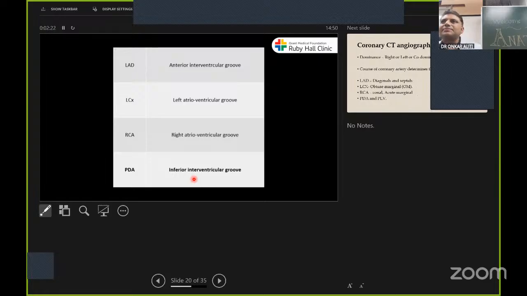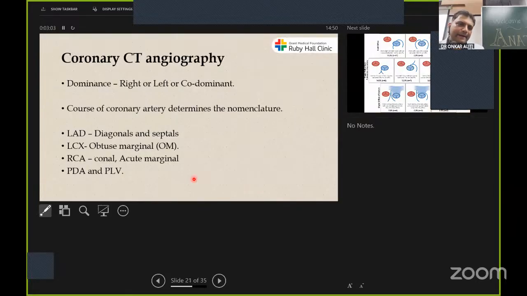So sometimes it comes from the right side, the RCA, or sometimes it comes from the circumflex side. So when it comes from the right side, we call it a right dominant circulation. When it comes from the left side, we call this a left dominant circulation. So more than 70% of people have a right dominant circulation. Around 18-20% have left dominant circulation, and around 5% of the population will have co-dominant circulation. So the decision of the dominance is based upon where the PDA arises from, right?